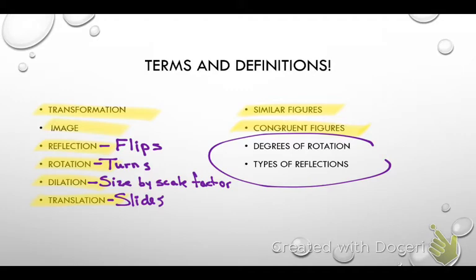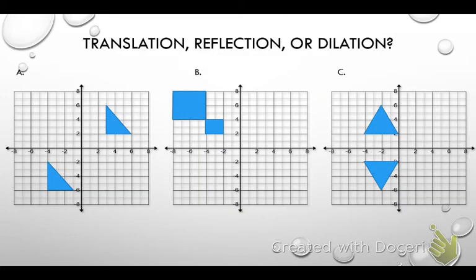Transformation, image, similar and congruent figures, those definitions should be pretty easy to find, okay? So just make sure you can recognize them. All right, now the next section on your test deals with just identifying a translation, reflection, or dilation. You guys did pretty good at picking these out on your quiz. However, the why behind it is where you're struggling, okay? So I'm hoping to kind of clear that up in the review today.